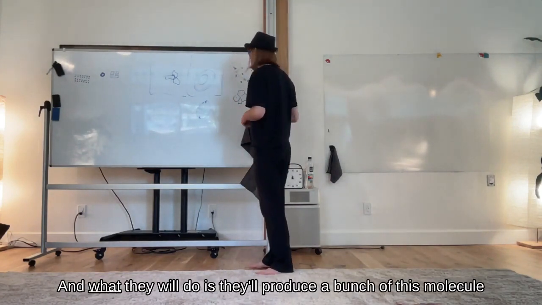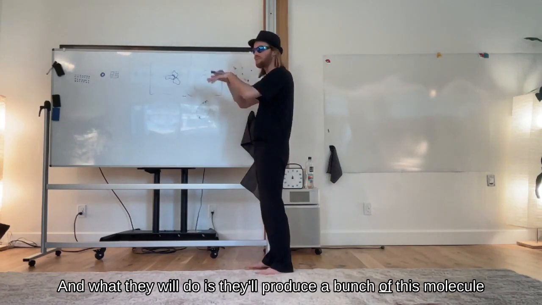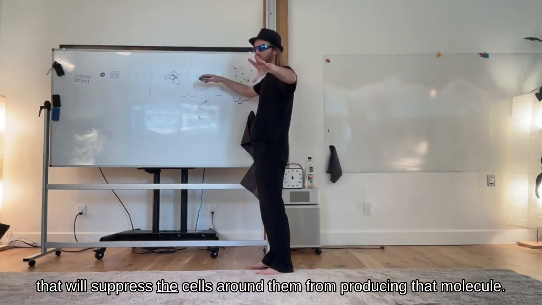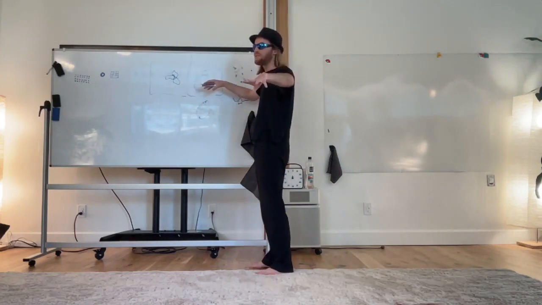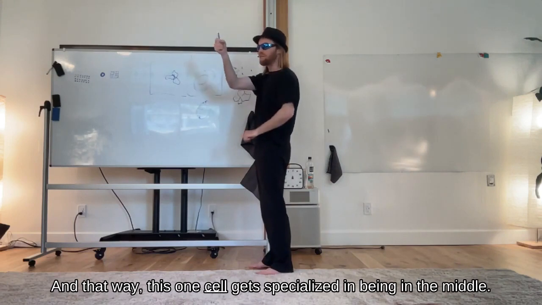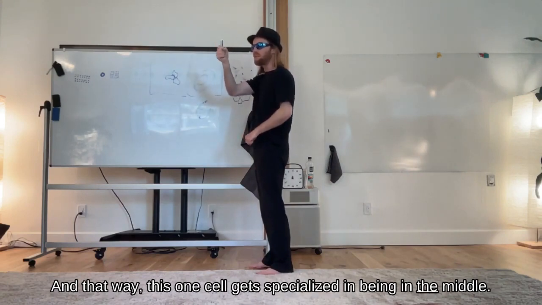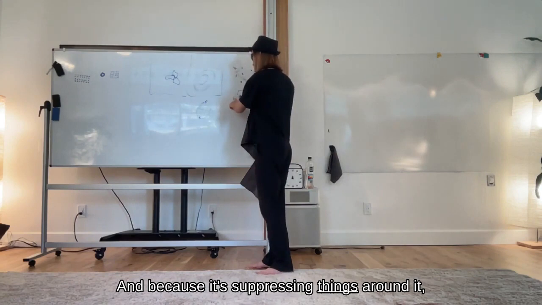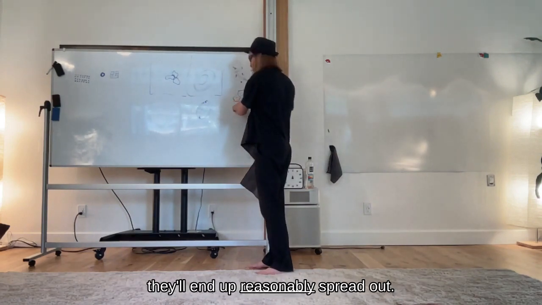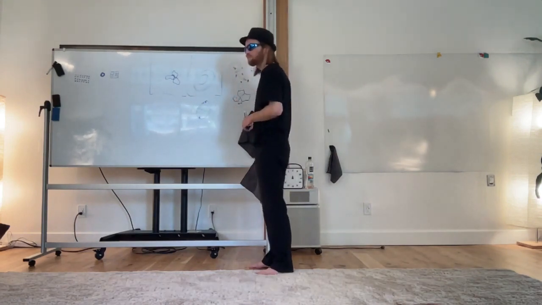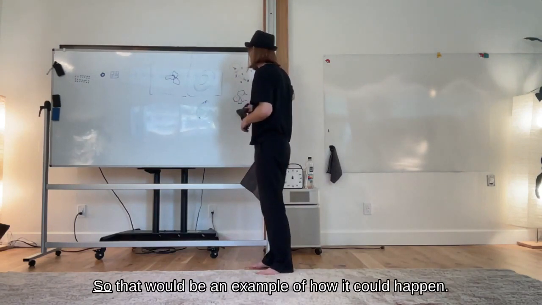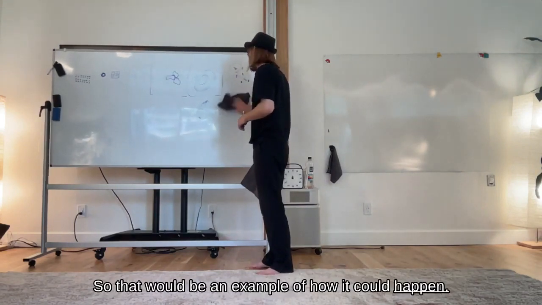What they will do is produce a bunch of a molecule that will suppress the cells around them from producing that molecule. That way this one cell gets specialized in being in the middle. And because it's suppressing things around it, they'll end up reasonably spread out. So that would be an example of how it could happen.